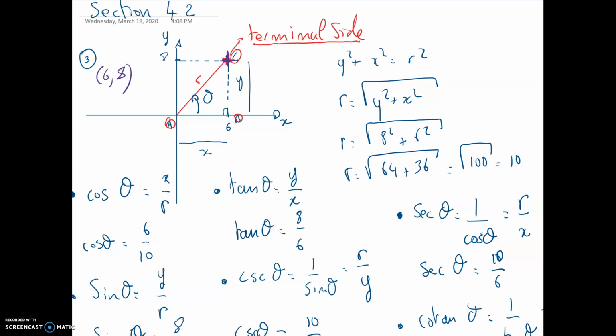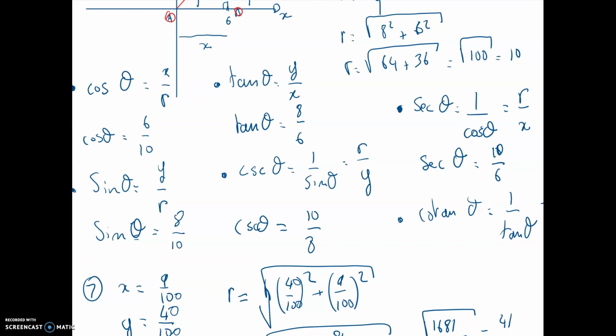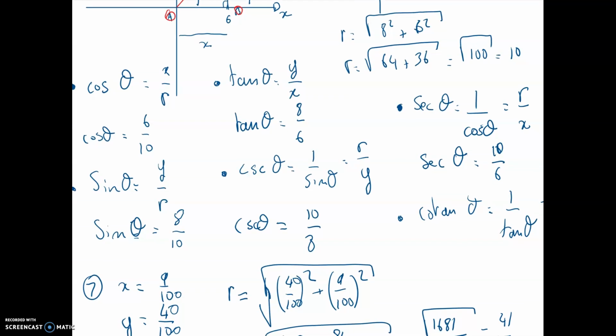And in this right triangle, we apply the Pythagorean theorem, which is the sum of the squares of each leg is equal to the square of the hypotenuse, and the hypotenuse is r. So r will be equal to the square root of y squared plus x squared, which when I calculate with the values of x and y that I'm dealing with, we end up having r equal 10. Therefore, my cosine will be x over r, which is 6 over 10.